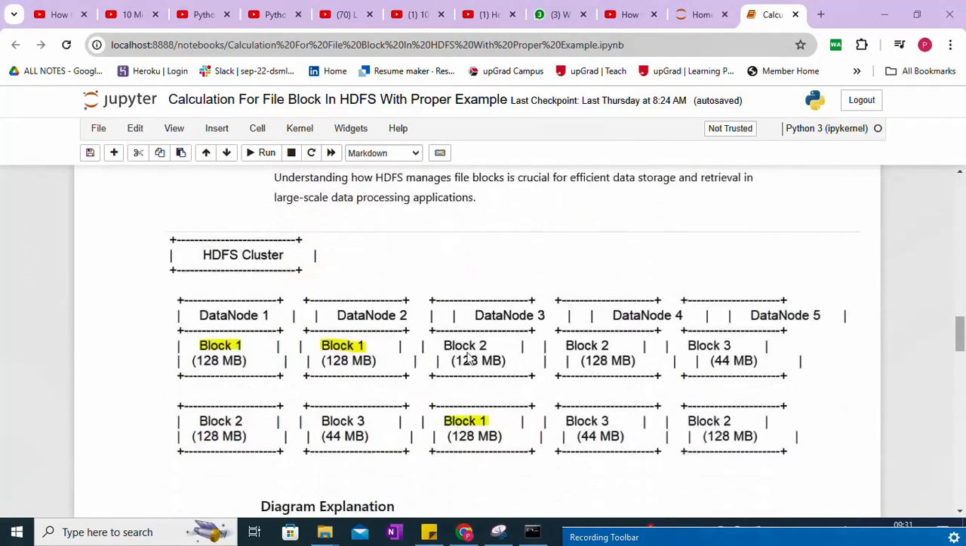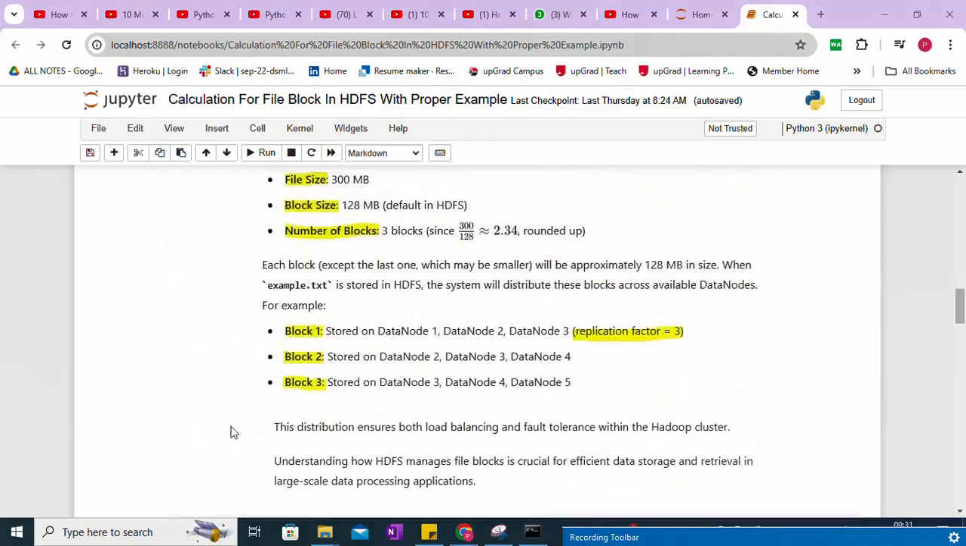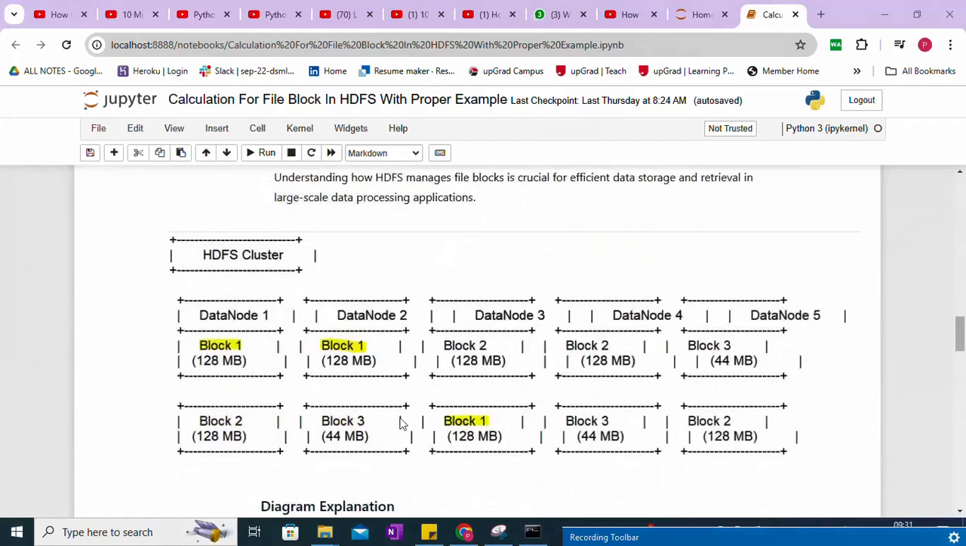Similarly, my block 2 is getting stored in data node 2, 3, and 4. Now we can see block 2, 3, 4, and 1. Right? Block 2 is stored in 2, 3, and 4, whatever it may be, because that is not in our control. That's taken care of by Hadoop architecture. Now, what I have to explain: in case data node 1 goes down or gets corrupted, there is no chance of data loss. Why? Because the same replica of block 1 is already available in data node 2 and data node 3.